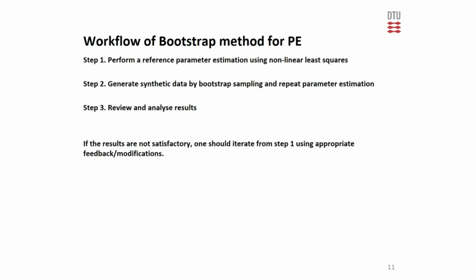In step 2, synthetic data is generated by Bootstrap sampling. For example, by random sampling with a replacement from the residual vector and through its addition to the model prediction obtained in step 1. For each set of synthetic data, the parameter estimation carried out in step 1 is repeated, and the output with values of the parameter estimators is recorded in a matrix.